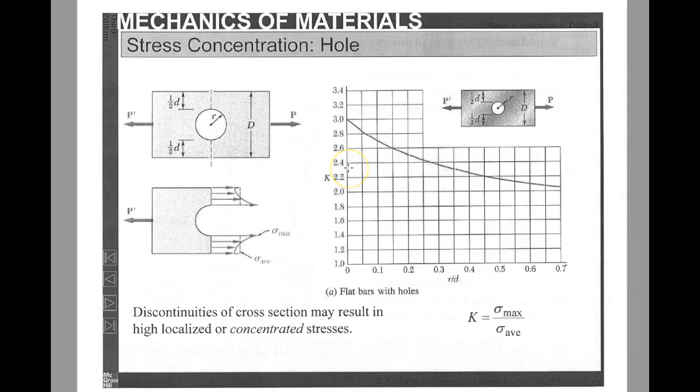Now you can't really read this graph very carefully because the gradations are not very fine. But you just need to show me your process, and I'm not expecting you to carry this out to several decimal places, as that would be impossible. Anyway, you find K, calculate sigma average, and then you are able to calculate sigma max.